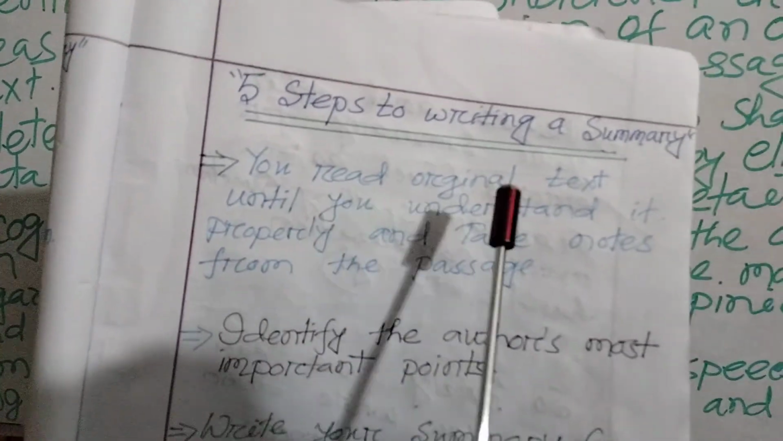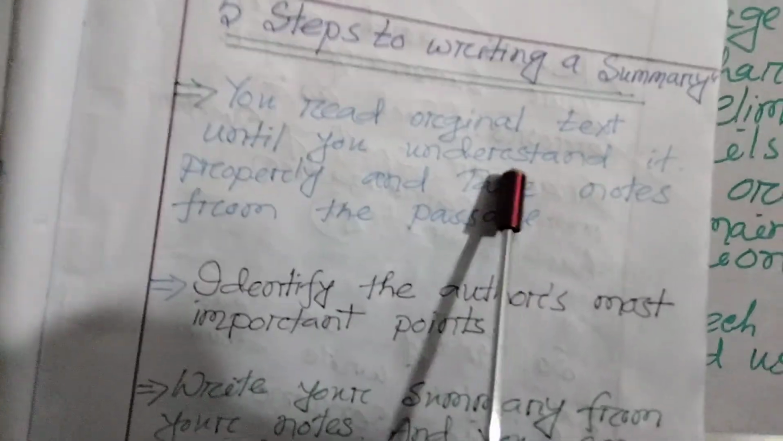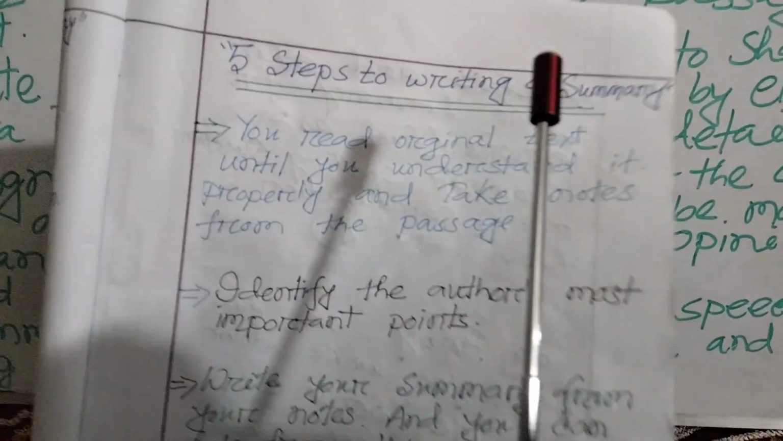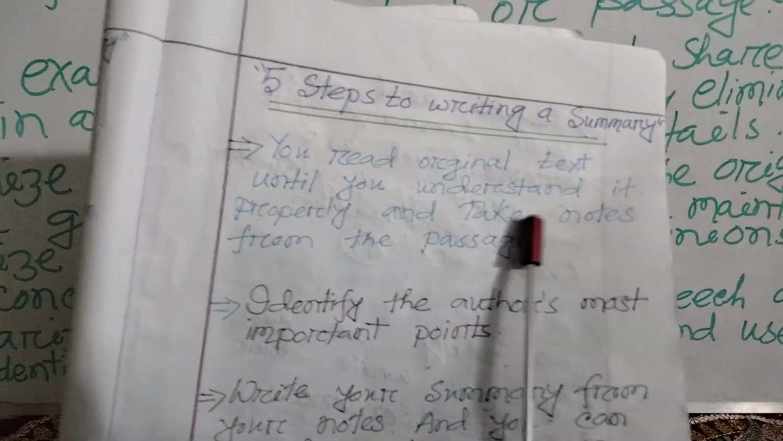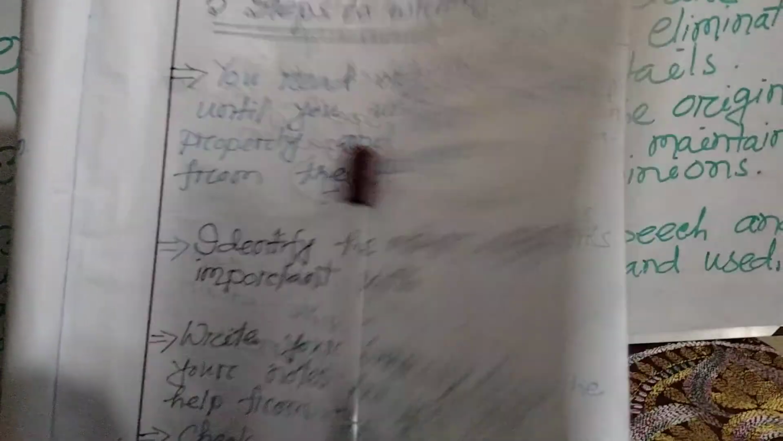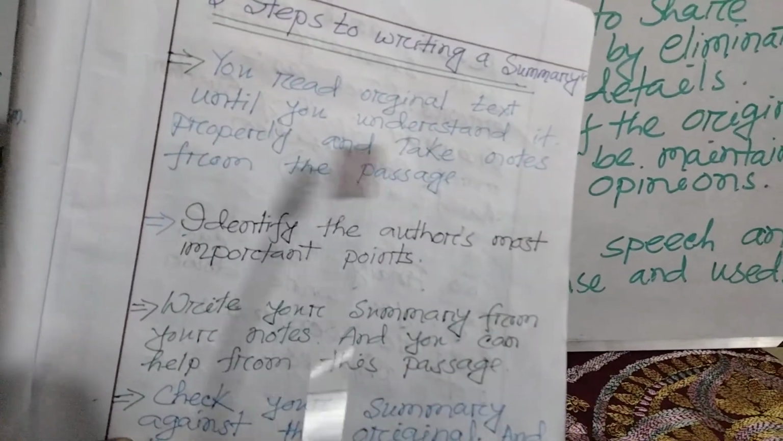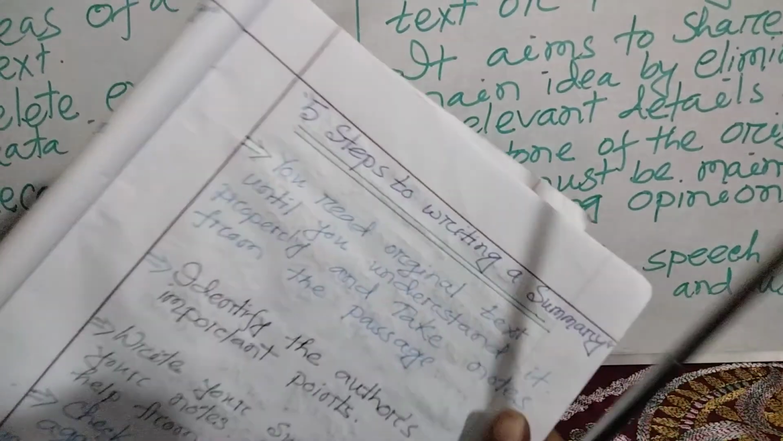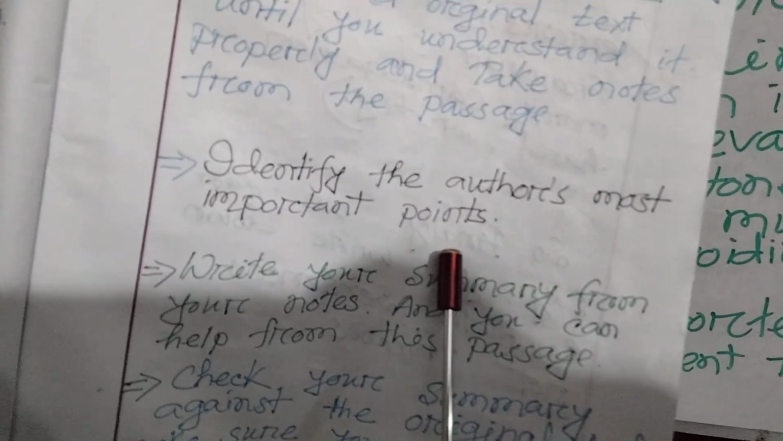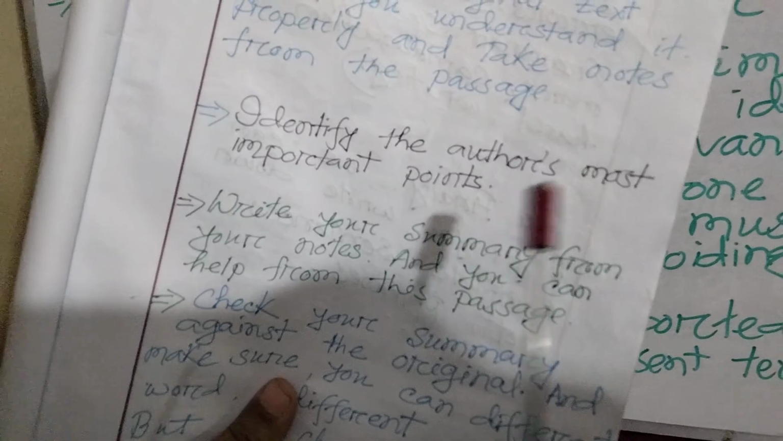Here I have written for you: read the original text until you understand it. So you must read your passage properly until you understand it. Again and again you can read it properly and take notes from the passage. And identify the author's most important point. You must identify the author's most important point.